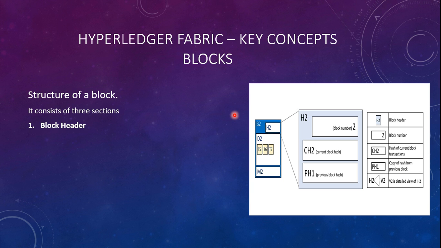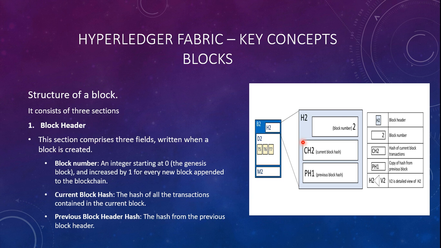The first one is the block header. So you can see that there is a block here and there is a block header. This block header section comprises three fields written when a block is created. The first one is the block number. This block header contains the block number, like block number 2. It is an integer starting at 0, which is the genesis block, and increased by 1 for every new block appended to the blockchain.